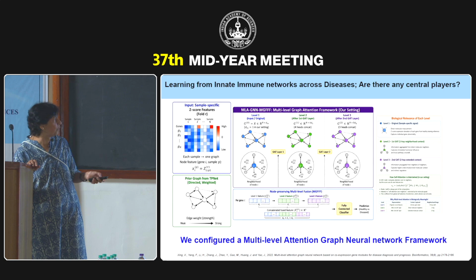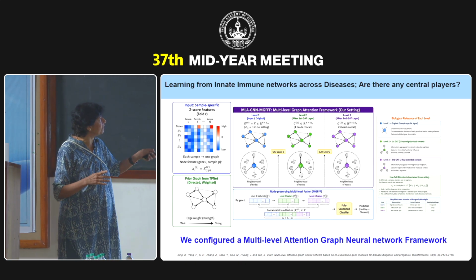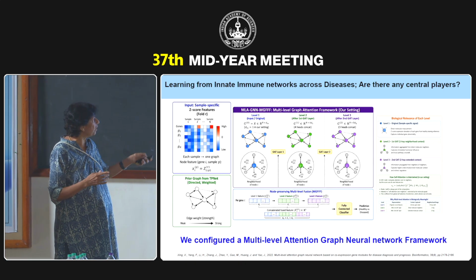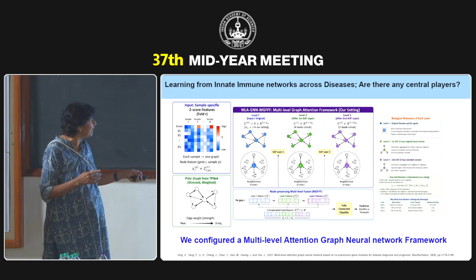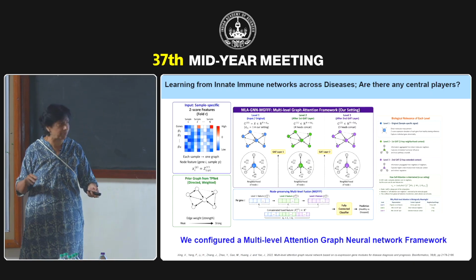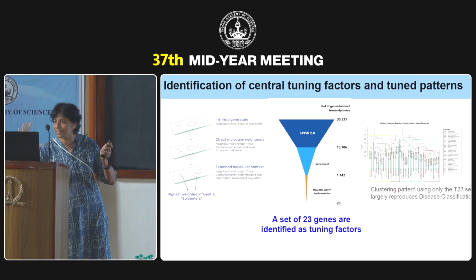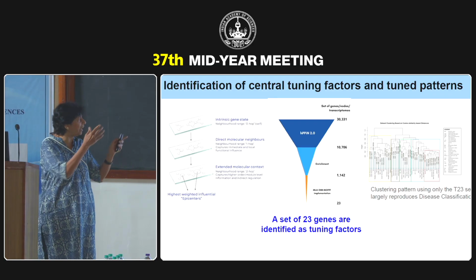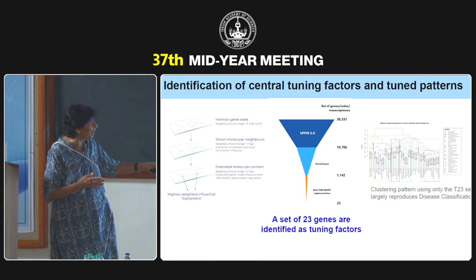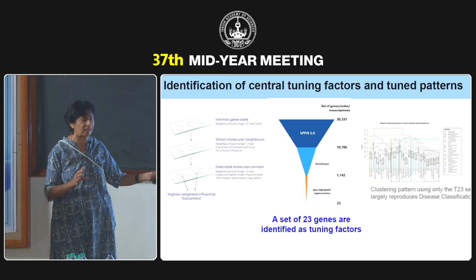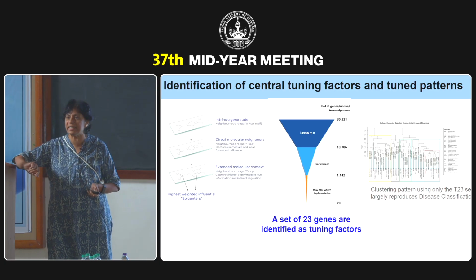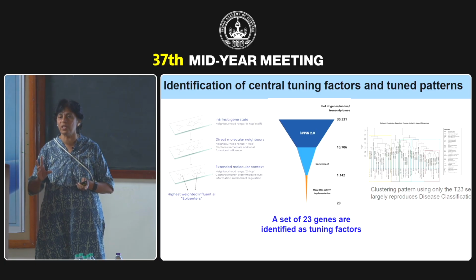Okay. So Arnab actually devised a GNN, a graph neural network, at different layers, 3 different layers out here. I will keep the technical part short. And at the end of the day, we were able to identify a short panel, a small panel of 23 genes as central tuning factors.